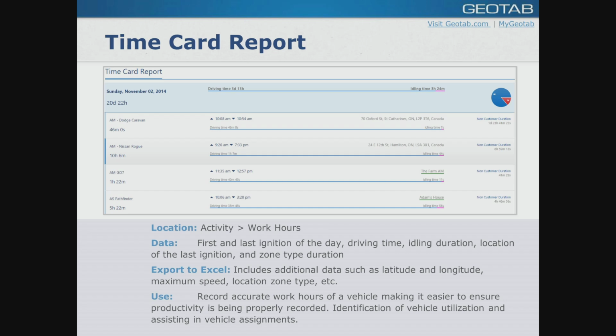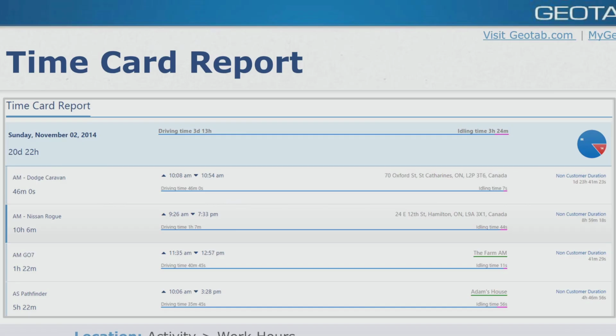All right, inside you have your time card report, and what this is used for is it will record the accurate work hours of a vehicle to make it easier to show you your productivity and what is being properly recorded. It identifies vehicle utilization and assists in vehicle assignment. So really it goes through everything that you need to know for a time card because it shows you the ignition at the beginning of the day and at the end of the day. So it's a great one to cross-reference if you need to, but really it shows you an overview of what's going on with your whole fleet.